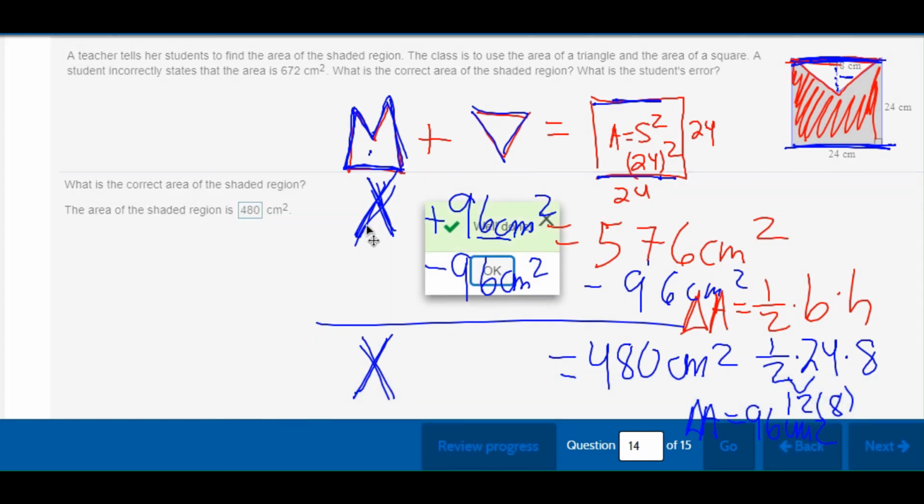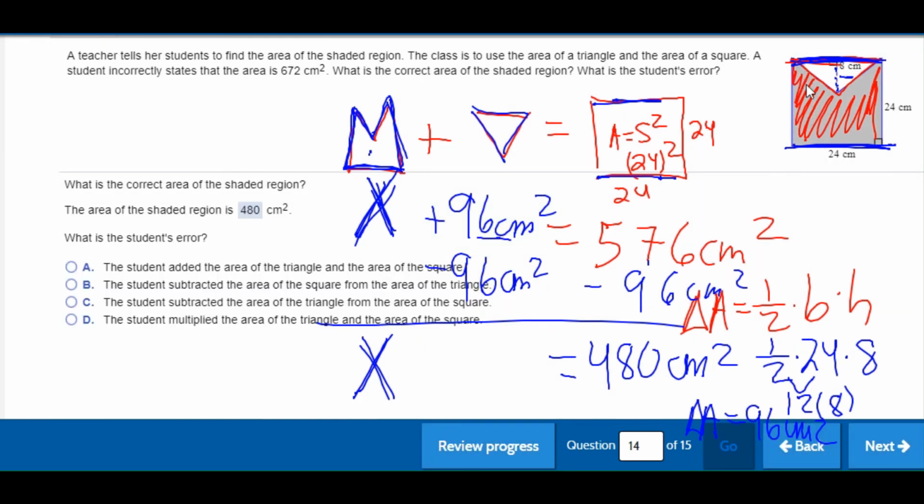96 is actually the area of the triangle, but it's asking for the area of the shaded region, which is this region right here, which should be more than both of them. Well, it should be more than the triangle. Okay, so moving on to the second part.